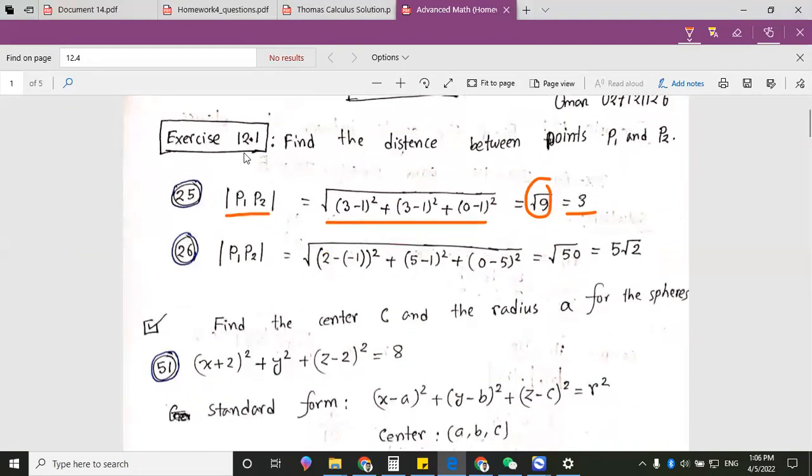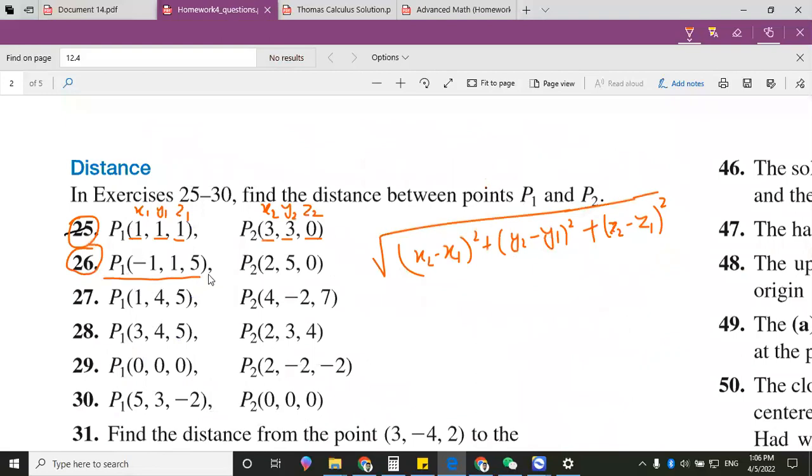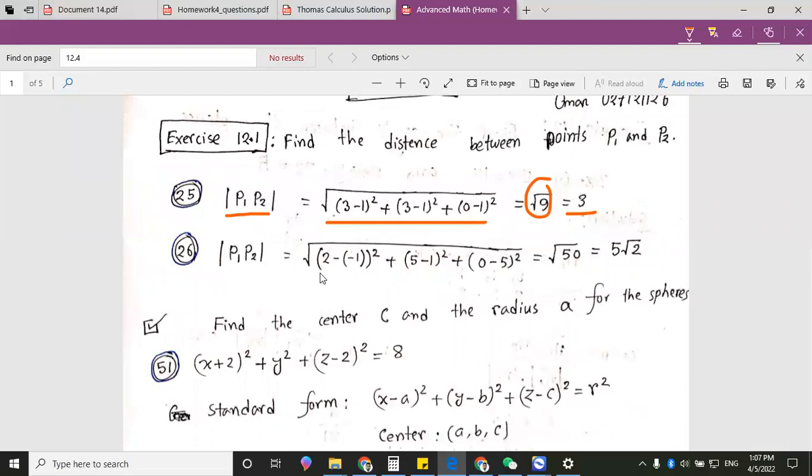The same way, the second question, it is P1 is minus 1, 1, 5 and P2 is 2, 5, 0. So you just subtract x2 minus x1, this way. In case we don't have z, then we just subtract x and y. Here we have x, y and z, right? So that's why we do it this way: 2 minus minus 1, 5 minus 1, and then 0 minus 5. So the answer is 5 root over 2.